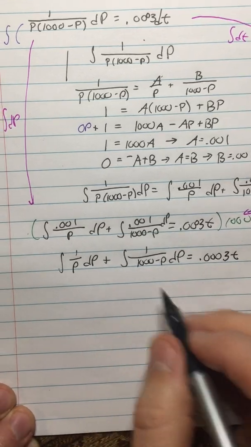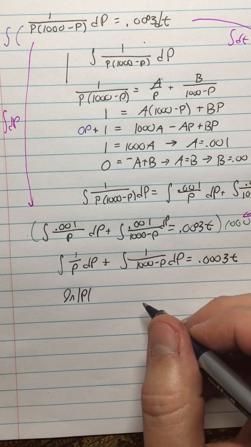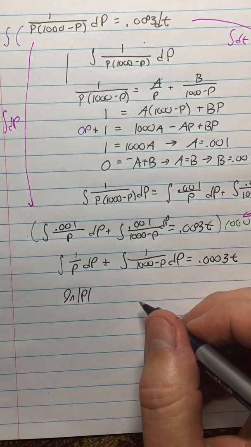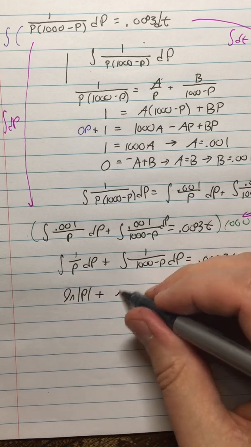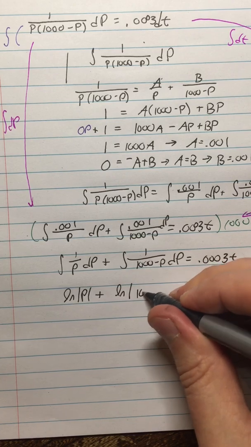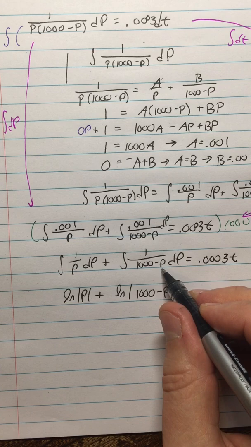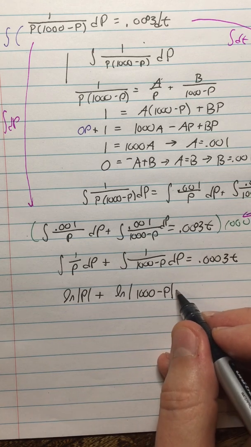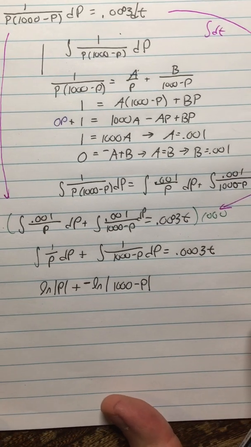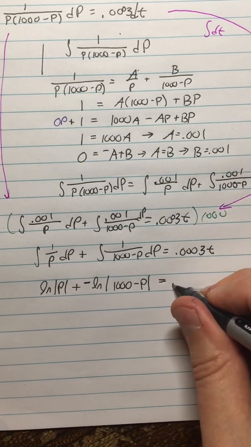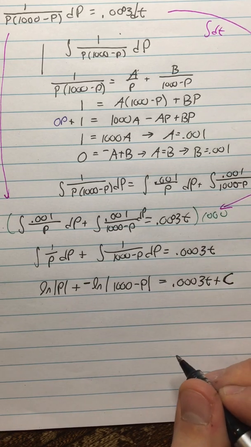0.0003t. All right, now I'm going to do these integrals. So integral of 1 over p is ln absolute value of p. Now I do need the absolute value because I'm doing an antiderivative. This one's going to be ln absolute value of 1,000 minus p, but then I have an inside function of -1, so I have to multiply times 1 over -1. So I put a negative out there. That's that chain rule. And now I've done all my antiderivatives, so I'm going to put in the plus c now. All right, good.